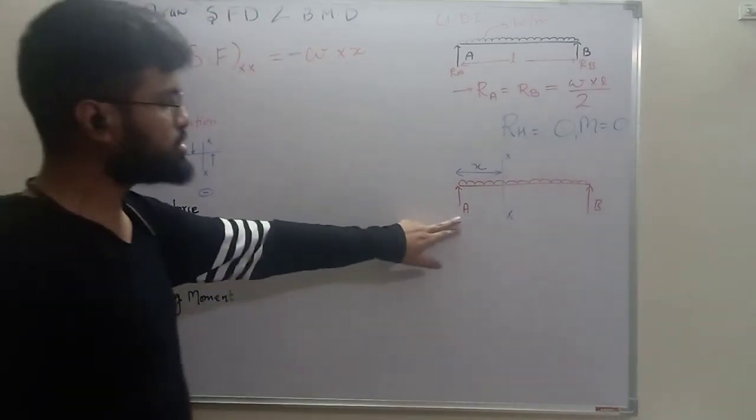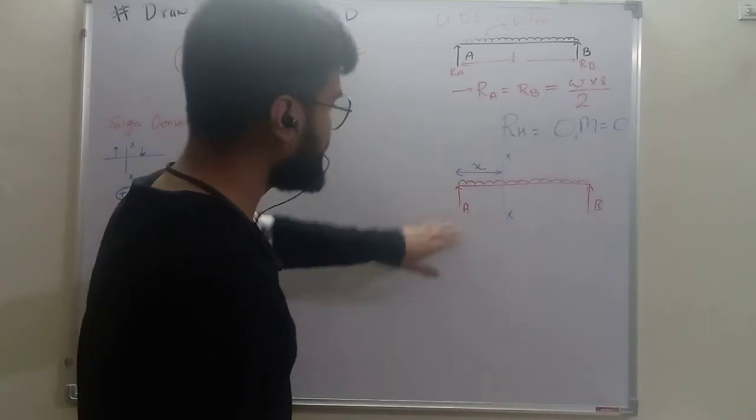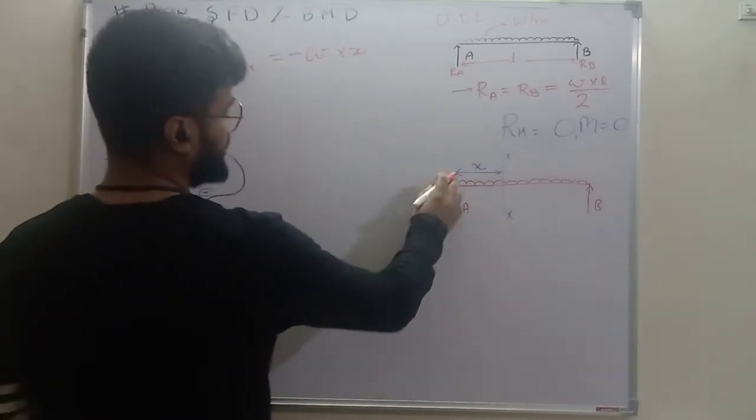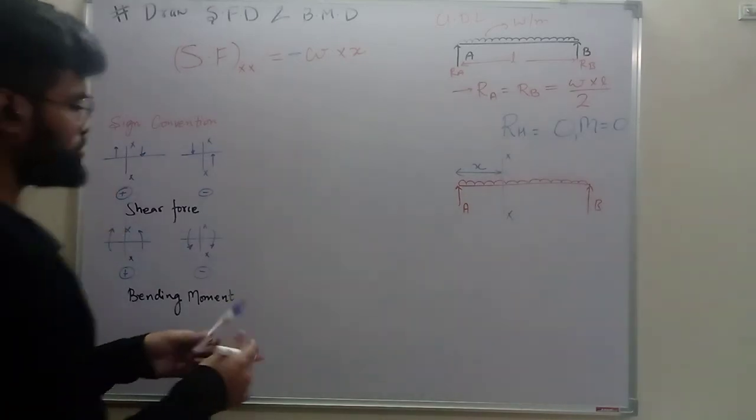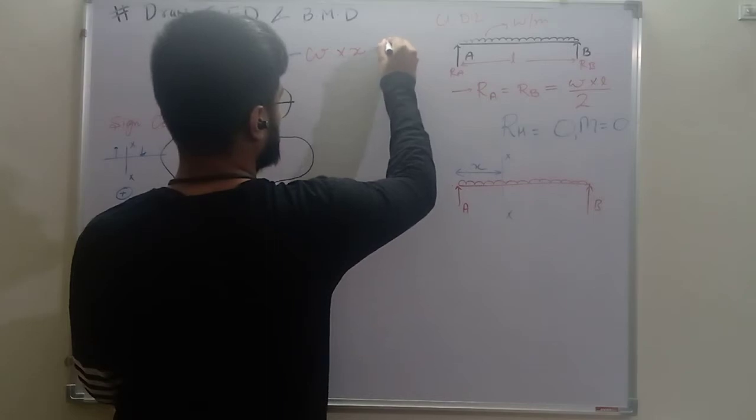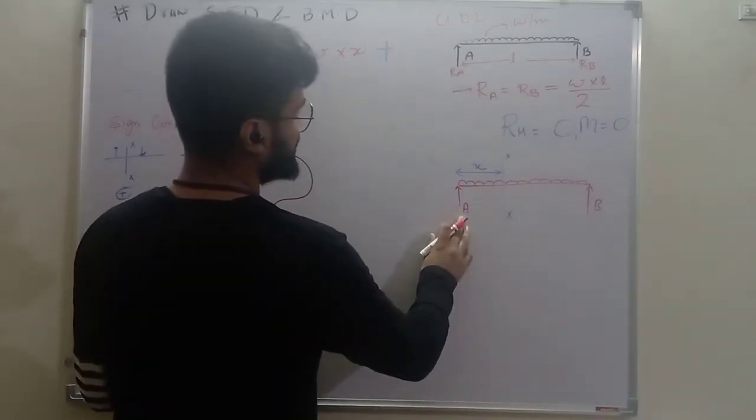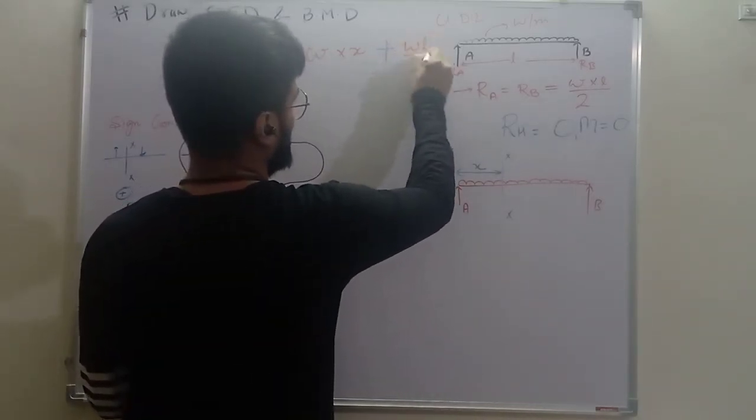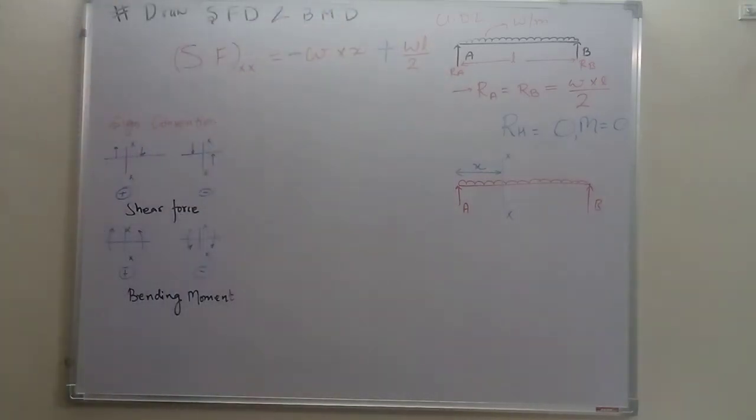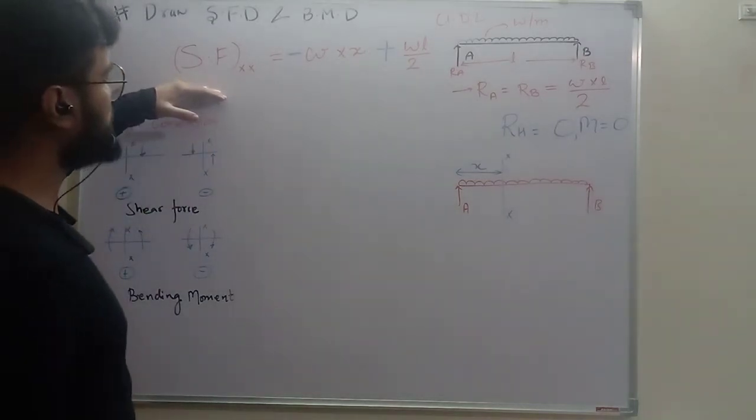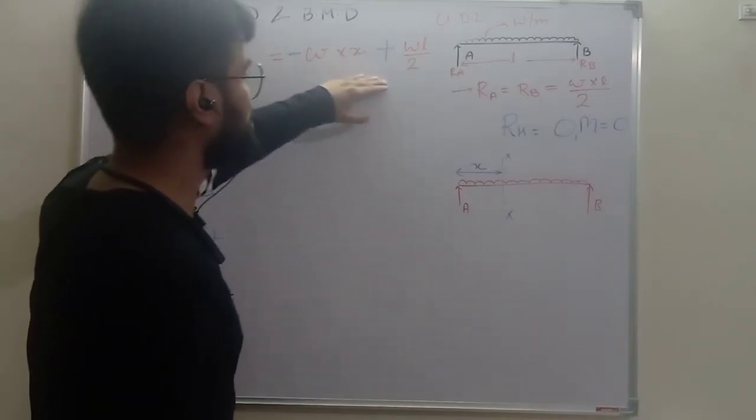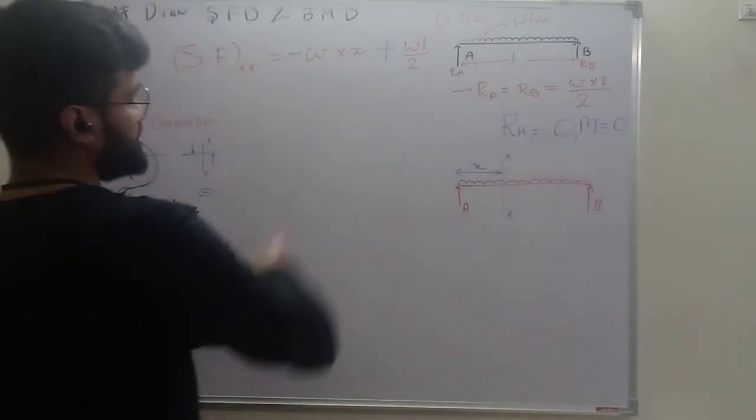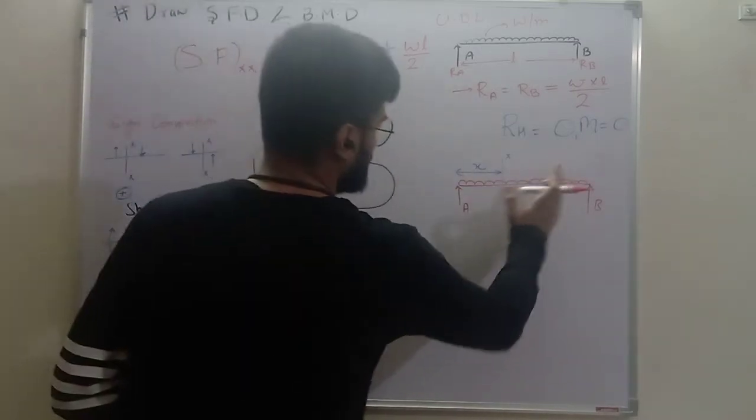Now what about the reactions which are acting at A and B? For A, it will be in the upward direction, and according to the convention, if it is on the left side of the section, we take it as positive. So that will be positive, plus the reaction, which is WL by 2. This is the shear force equation. The shear force at the section XX is equal to minus W into X plus WL by 2. This will give us the shear force at different locations of the section.